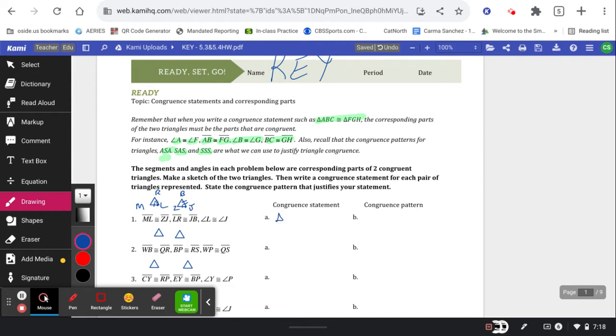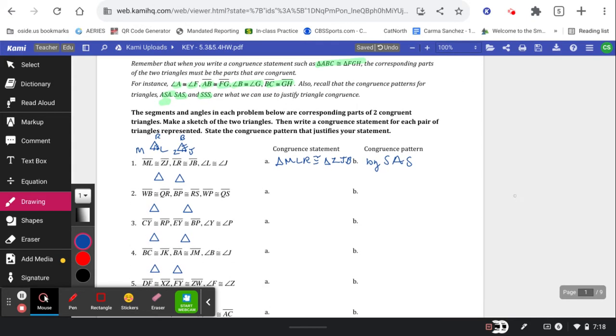Triangle MLR is congruent to triangle CJB by side angle side. Okay, pause the video, try the next one. All right, let's see how you did.